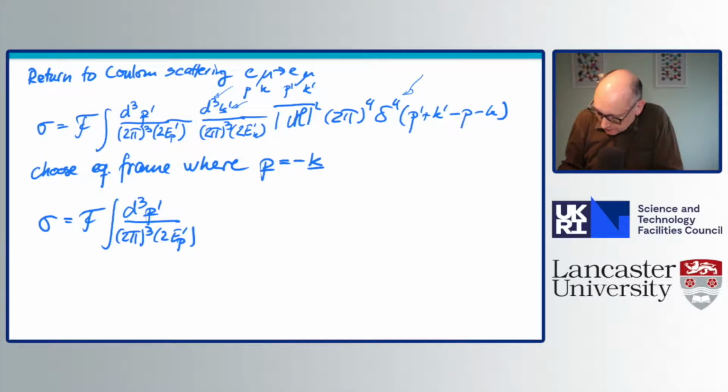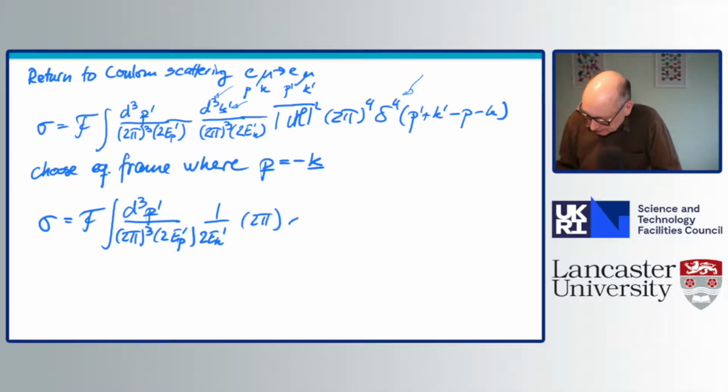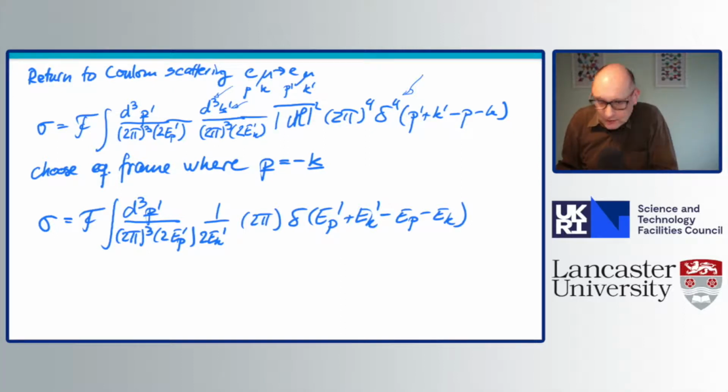We have another 1 over 2 E_K factor, E_K' factor. Our 2 pi cubed was used up with a 2 pi cubed here. So what we're left with then is a 2 pi and then a constraint on the energies, E_P' plus E_K' minus E_P minus E_K.